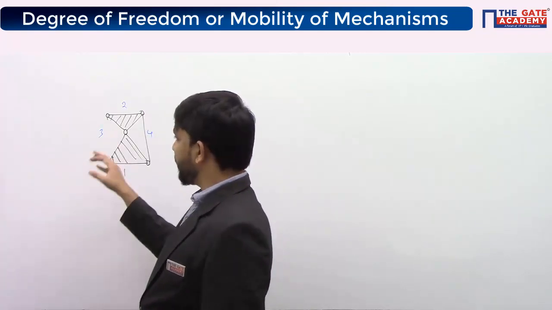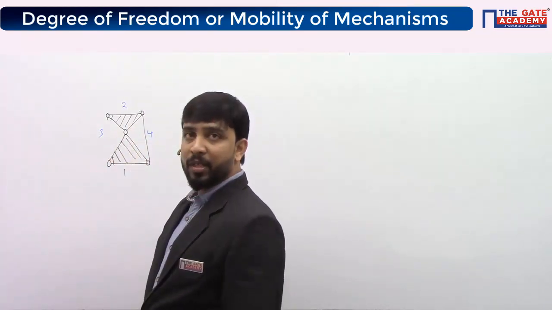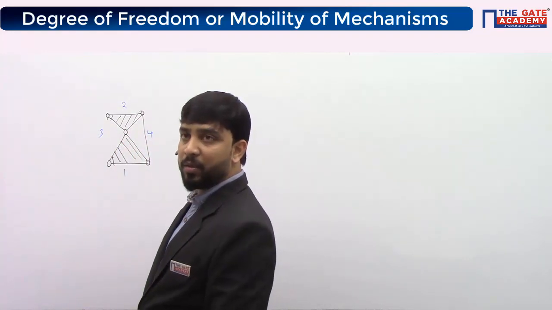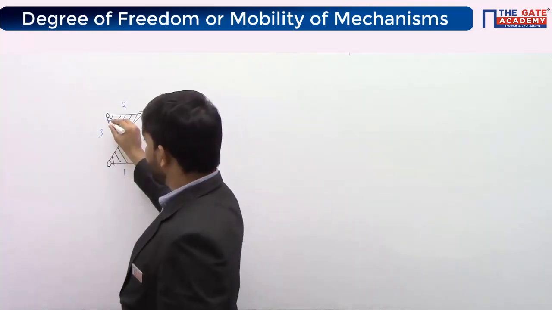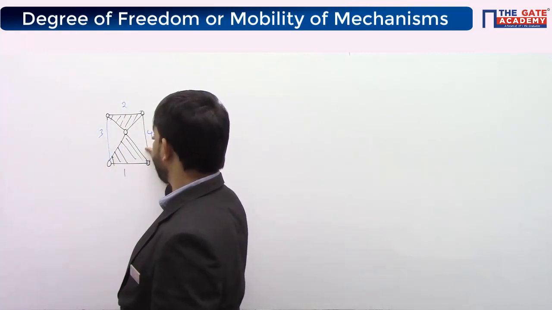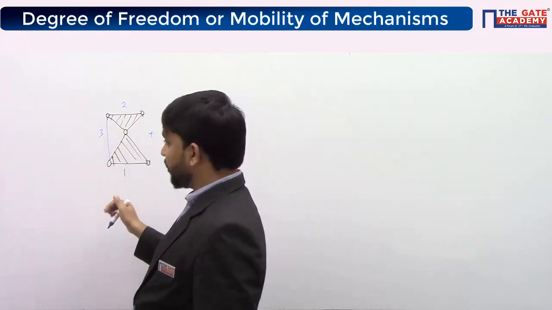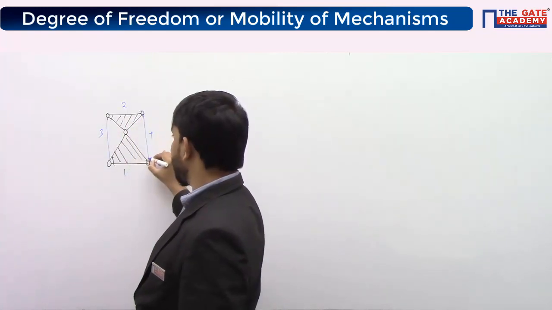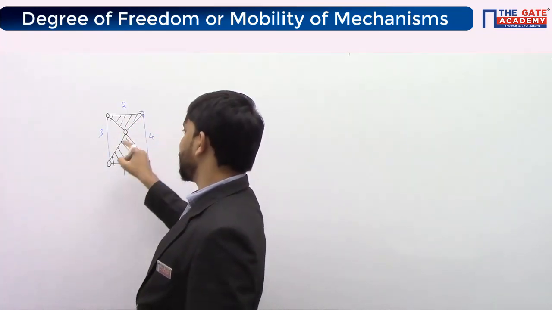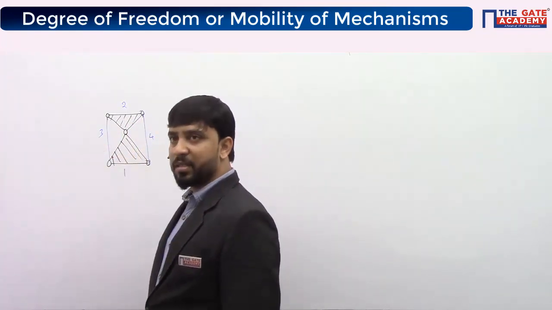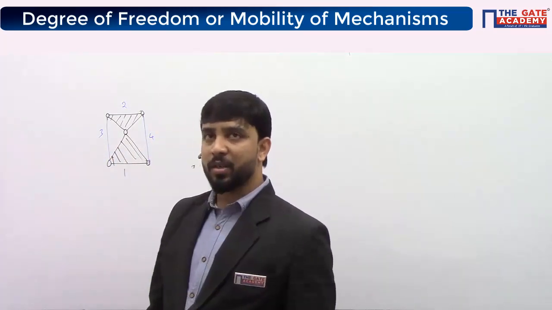Even if you eliminate link number 3, there is no relative motion, okay? Even after eliminating 3, you don't have any relative motion between links. So you keep link number 3 and you try to eliminate link number 4. When you try to eliminate it, now also there is no relative motion. So I can eliminate only one link among 3 and 4, okay? So even if you eliminate one of these 2 links, 3 or 4, the function is not getting affected.